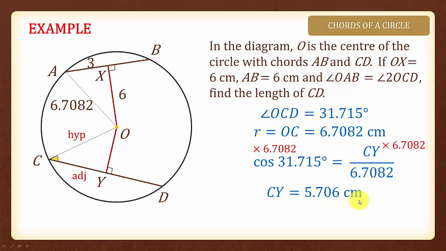And we will have CY equals to 5.706 centimeters. To find CD, we simply need to multiply CY by 2, and we will have CD equals to 11.4 centimeters, rounded off to 3 significant figures. Now we know that CD is twice the length of CY because the perpendicular from the center bisects the chord.